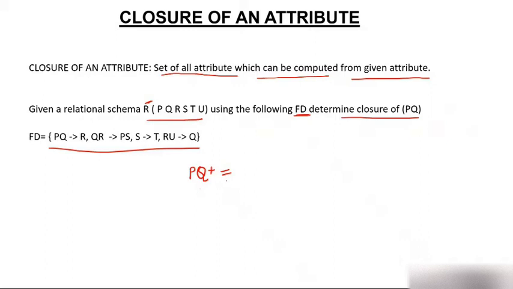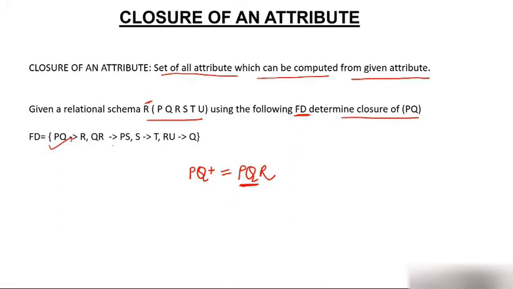So what is the PQ closure? In PQ closure, PQ will come. In any closure, that same attribute will come. So first of all, PQ will have PQ, and now from the functional dependencies, see what PQ can do. PQ is determining R. On the left side there is PQ, so you can also put R over there. Fine. Because PQ can determine R, R can come.